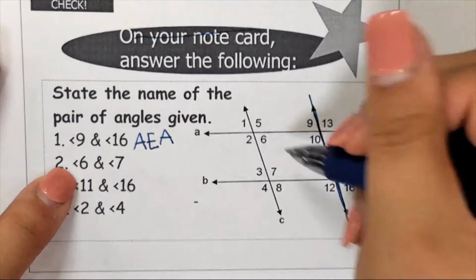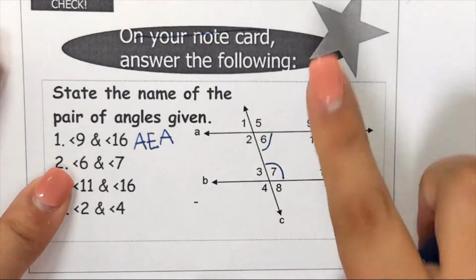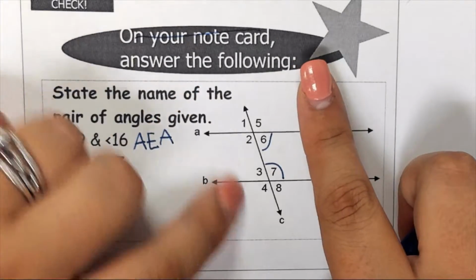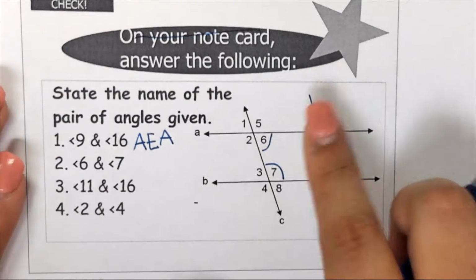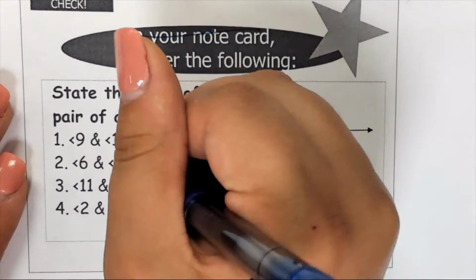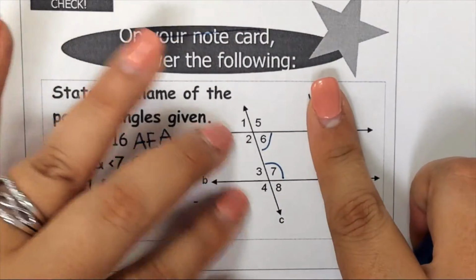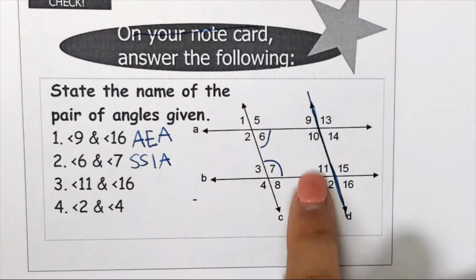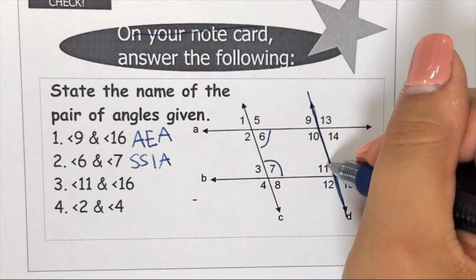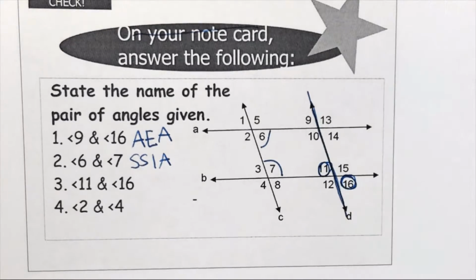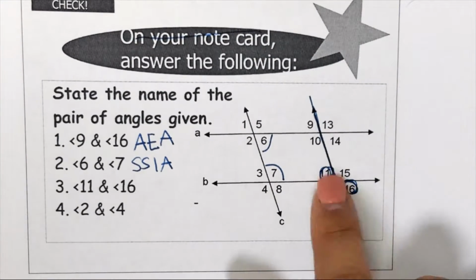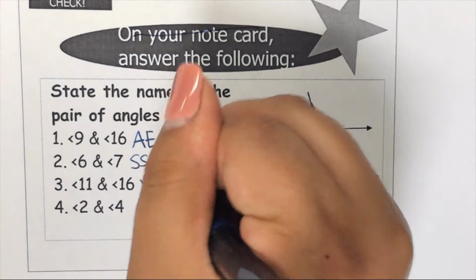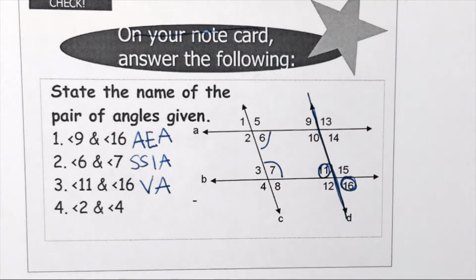6 and 7, here's 6, here's 7. Again, this is nothing, so C is my transversal. And they are on the same side, and they are in between A and B, so it's interior angles. 11 and 16, here's 11, here's 16. They're on opposite sides, but hey, they're vertical angles. They're just old vocabulary words.